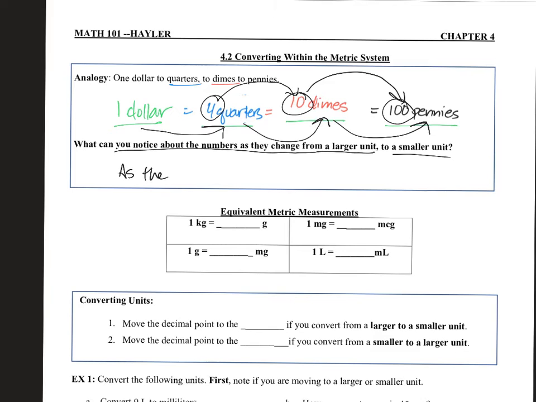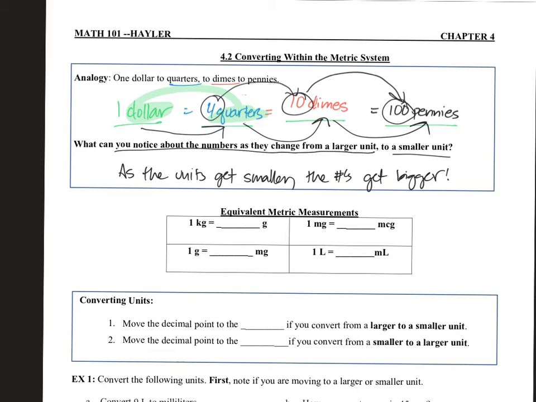So as the units get smaller, the numbers get bigger. Okay? So that's going to be something you notice. If you're changing from a bigger unit to a smaller unit, for example, dollars to quarters, your number is going to end up getting bigger. But if you went the opposite direction, if we went from quarters to dollars, notice the number is going to get smaller. Okay. So if you're ever wondering which way it should go, just think of the quarter and dollar analogy.